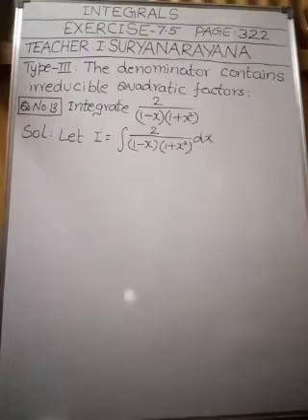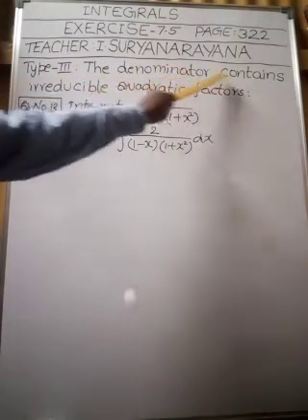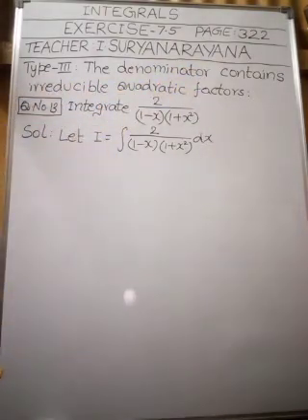Now come to the third type of sums, where the denominator contains irreducible quadratic factors. Listen to this third type of sums carefully: integrating a rational function by using the partial fractions method. Are you ready to listen to the class?